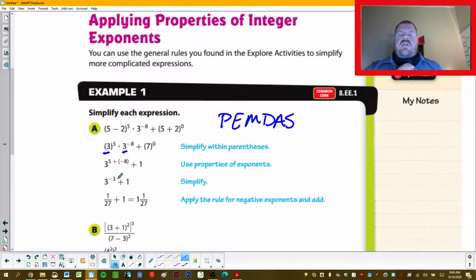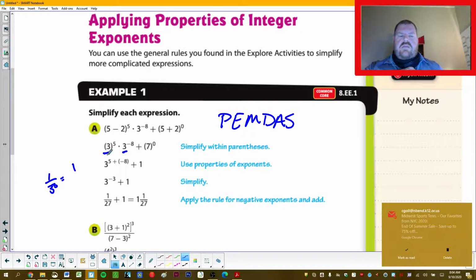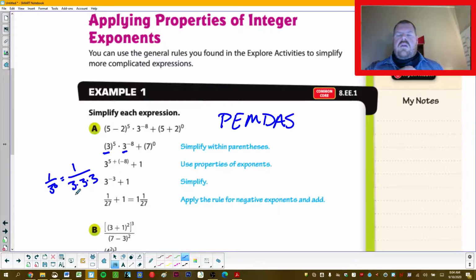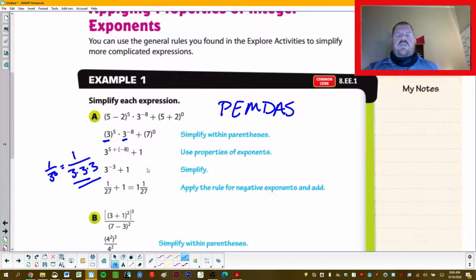Okay, so I have 3 to the negative 3rd plus 1. Since 3 to the negative 3rd is 1 over 3 to the 3rd, and 3 to the 3rd is 3 times 3 times 3. And 3 times 3 gives me 9. 9 times 3 gives me 27. I have 1 over 27 plus 1, which is just 1 and 1/27.